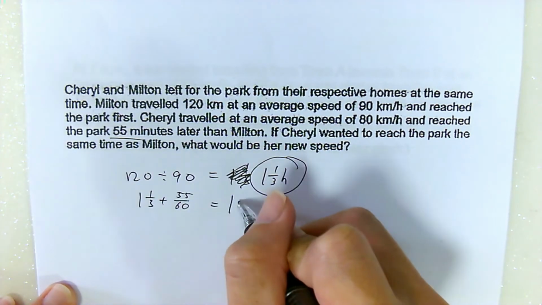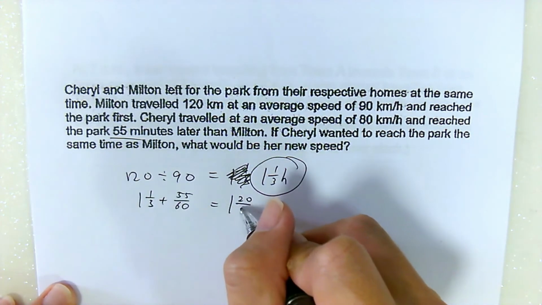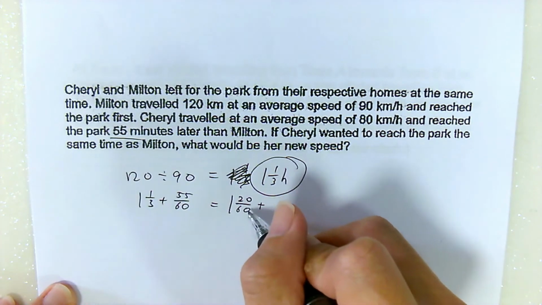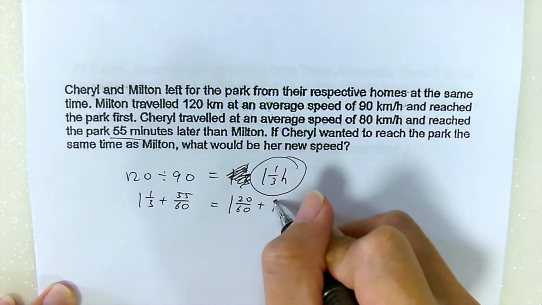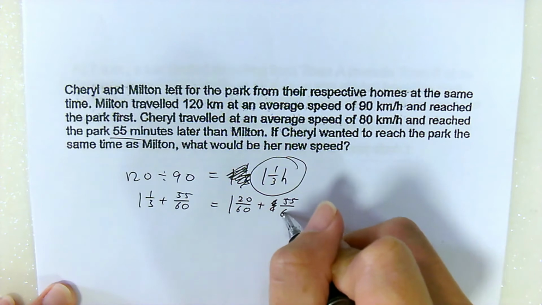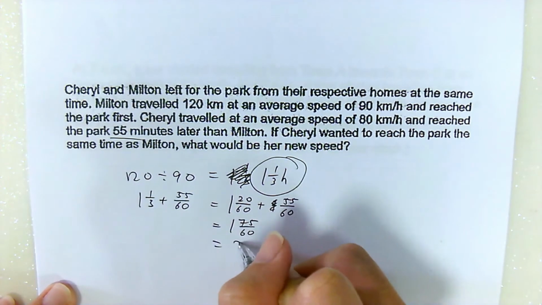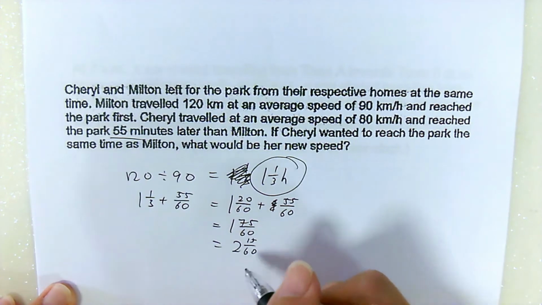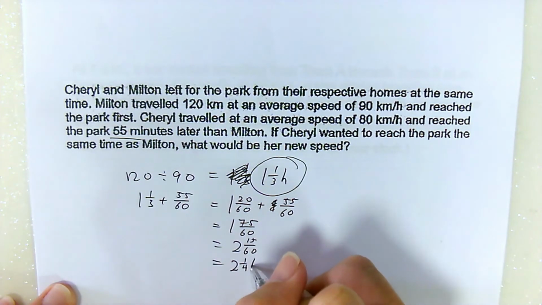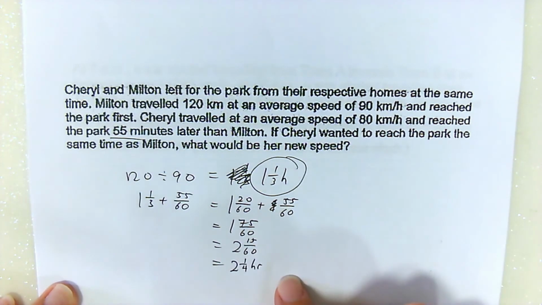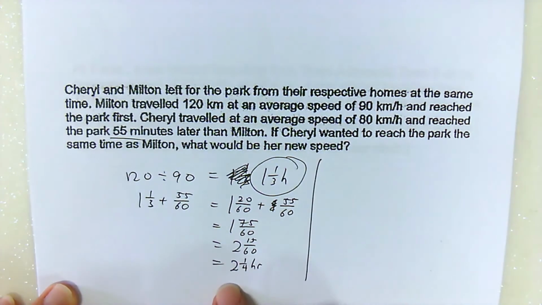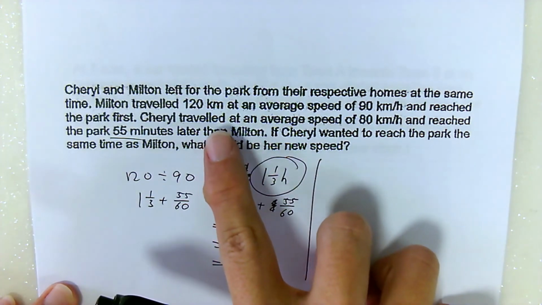Okay, so convert your 1/3 to the same denominator, so this will be 120 over 60 plus 55 over 60. Okay, so this will be 175 over 60, which will be 2 and 1/4 hour. So we know that Cheryl took 2 and 1/4 hour.